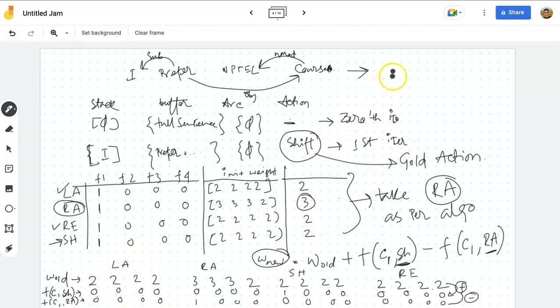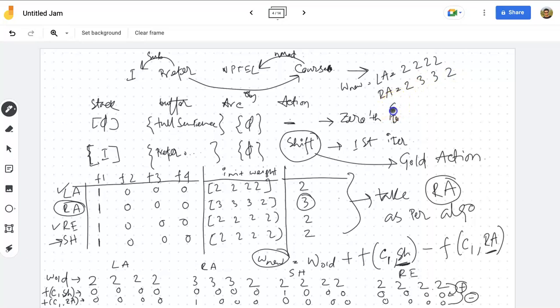Okay, so I'm just writing the W new here. So for left arc, it will remain the same. It will be 2 2 2 2. For right arc, you can see this 2 will be added and this will be subtracted. So 3 minus 1 will be 2. So 2 3 3 2.